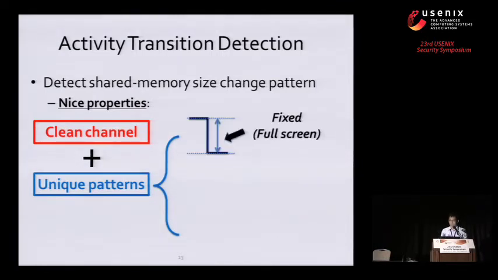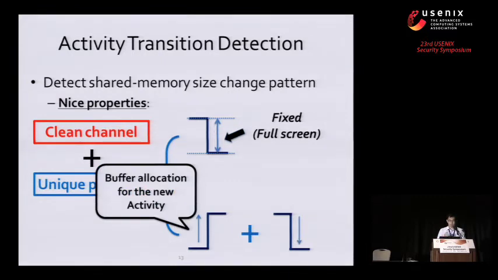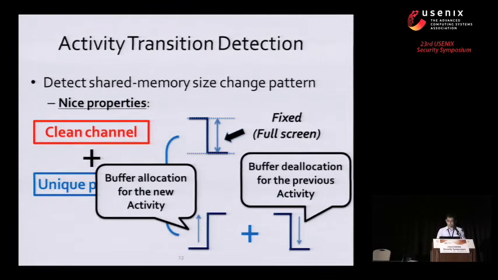First is that the amount of the change in size is fixed. It's a full screen window size, which is, as we said, an activity is a full screen window. And the increase and decrease will both happen in this transition, because for the increase, it is the buffer allocation for the new activity, and for the decrease, it is the deallocation of the buffer for the previous activity. Both of these things are not very likely to happen randomly in practice.